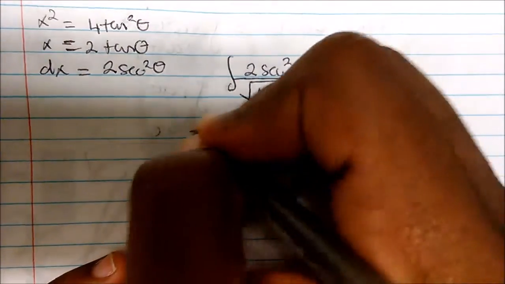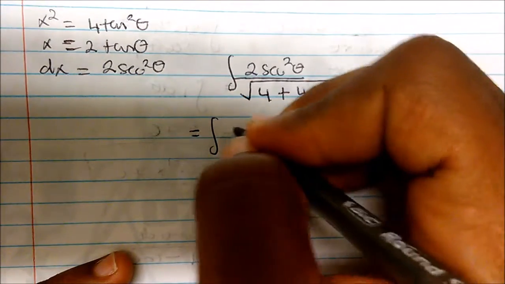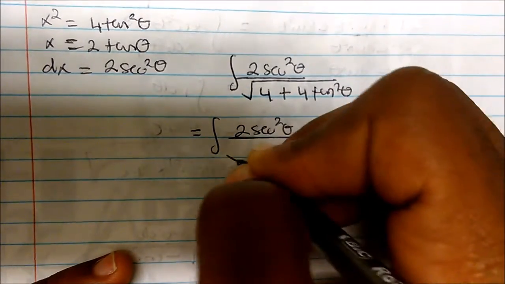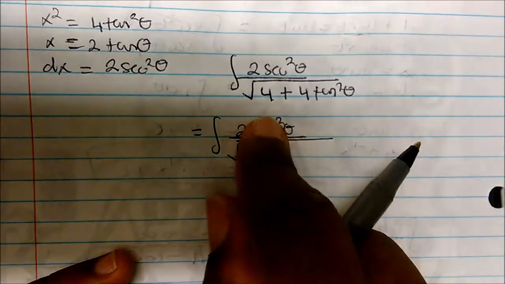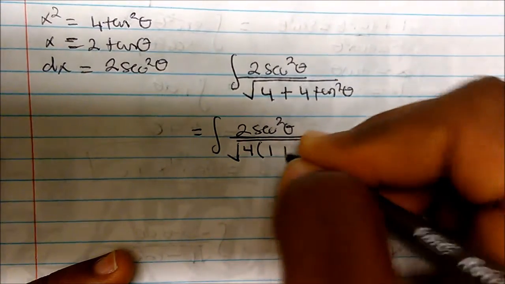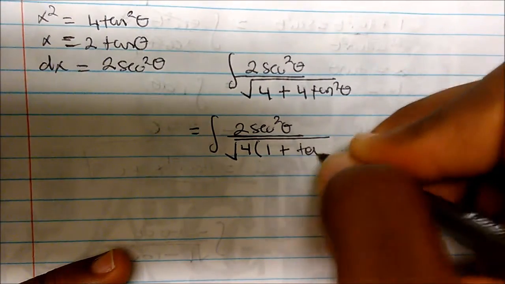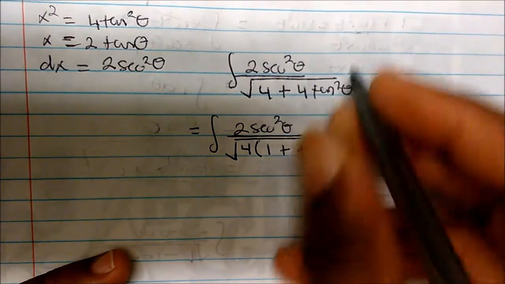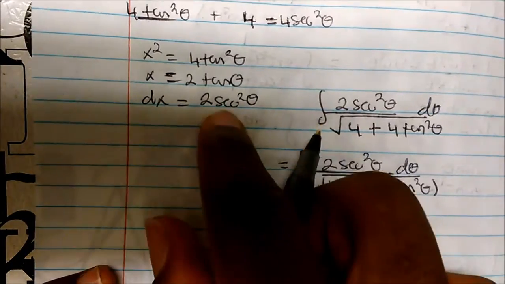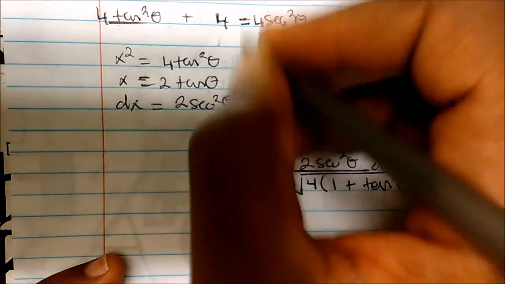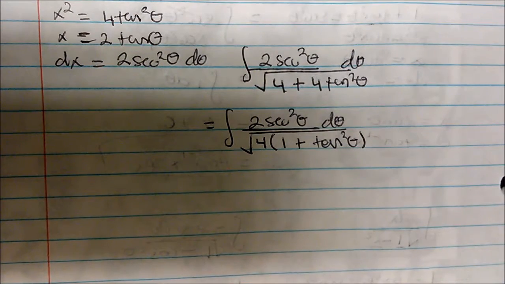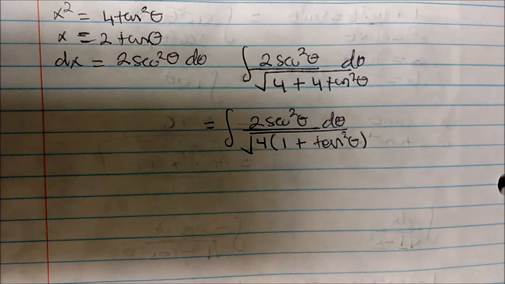Okay, and so if I look at this, this becomes 2 secant squared of theta, and what I'm going to do is factor out a 4 here. So if I factor out a 4, this becomes 4 times 1 plus tangent squared of theta. And I forgot my d theta here. I'm sorry about that, guys. dx, the derivative of 2 tangent of theta, is just 2 secant squared of theta d theta. So I forgot that. Otherwise, the integral does not make any sense.